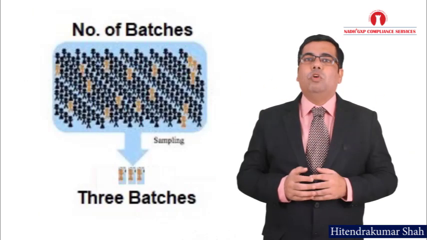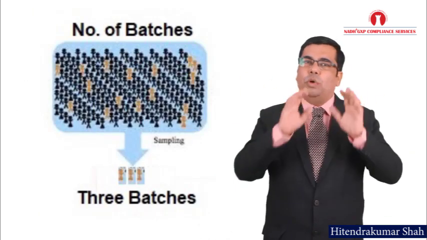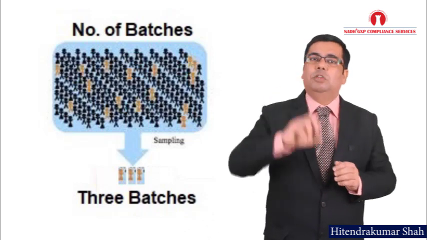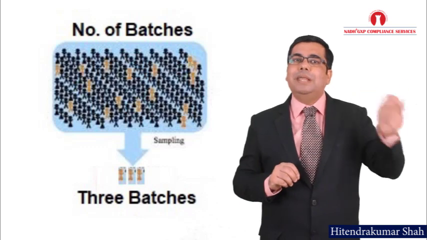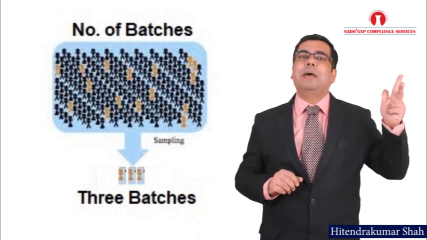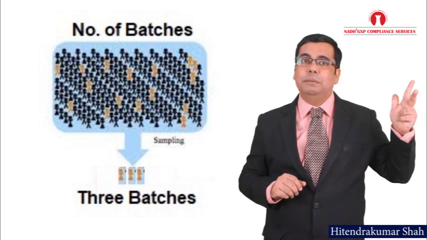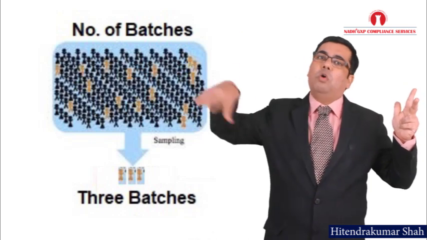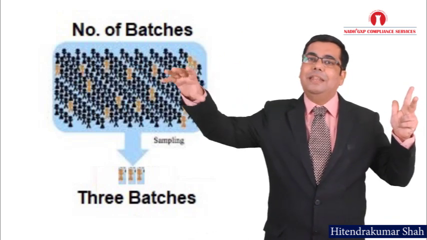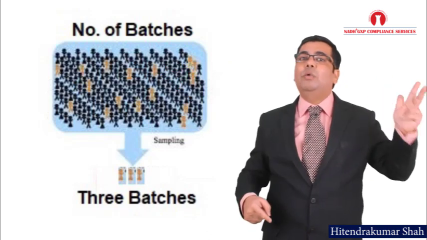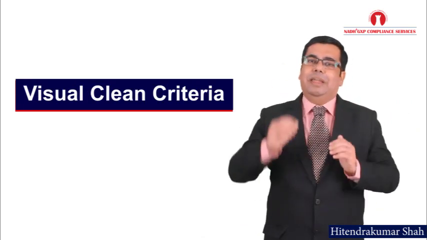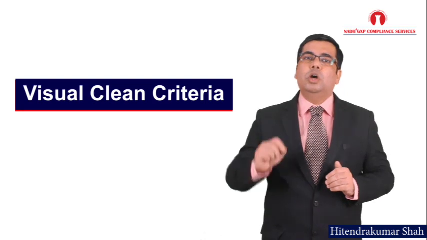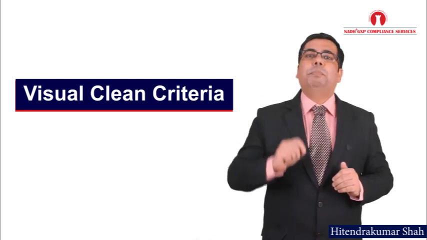Many organizations perform cleaning validation on the basis of a worst case approach by evaluating the worst case product. This means cleaning validation is performed only on 3 consecutive cleaning operations after manufacturing the worst case product. While cleaning after manufacturing of all the product batches other than this worst case product is evaluated or checked only on the basis of visual cleaning criteria. Visual cleaning criteria is an indirect test method used for routine monitoring of the cleaning operation.